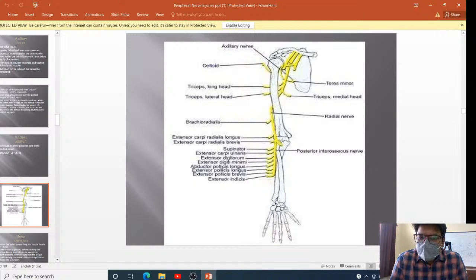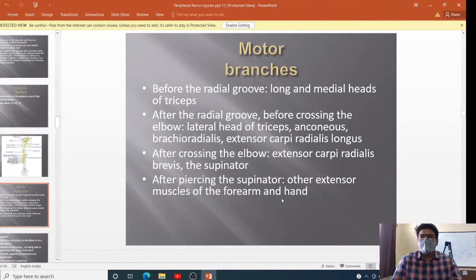about 7 cm above the wrist it pierces the deep fascia of the forearm and gives some dorsal digital branches, where it supplies the dorsal 2.5 fingers and the dorsal half of the palm. Okay, so this is the course of the radial nerve.